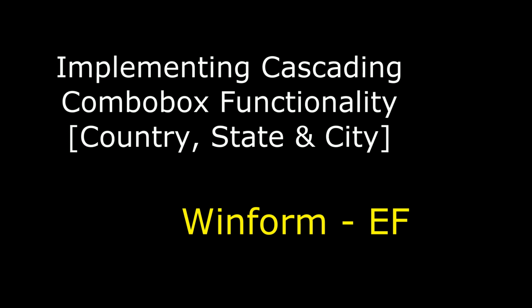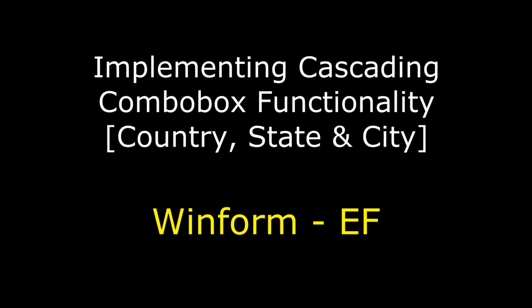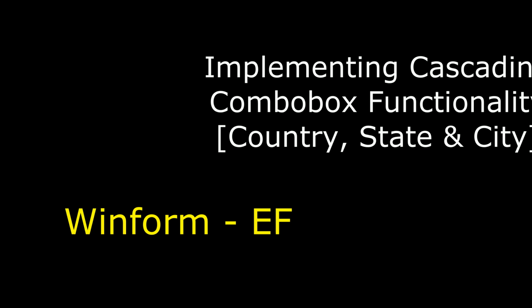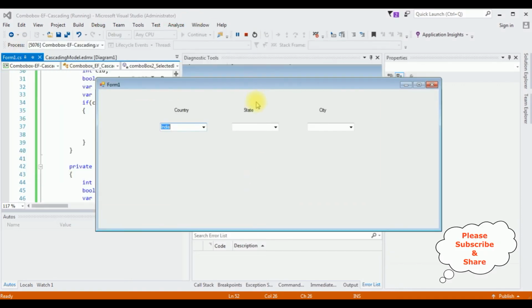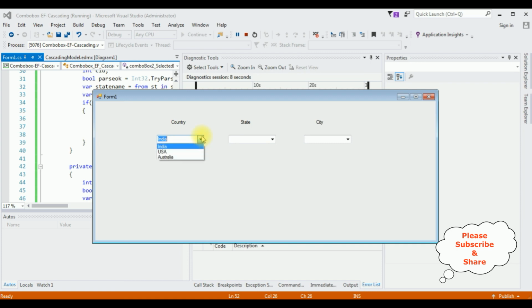This is Charan. In this video I will show you in Windows application how to create cascading combo box functionality using entity framework. And here we got the final output, the country name India. If I select India, see, we got the states of India: Telangana, Karnataka and Andhra Pradesh. If I select Karnataka, the city name is Bangalore. Suppose if I select USA, we got the USA states: California, Texas and New Jersey. If I select Texas, the city name is Austin.